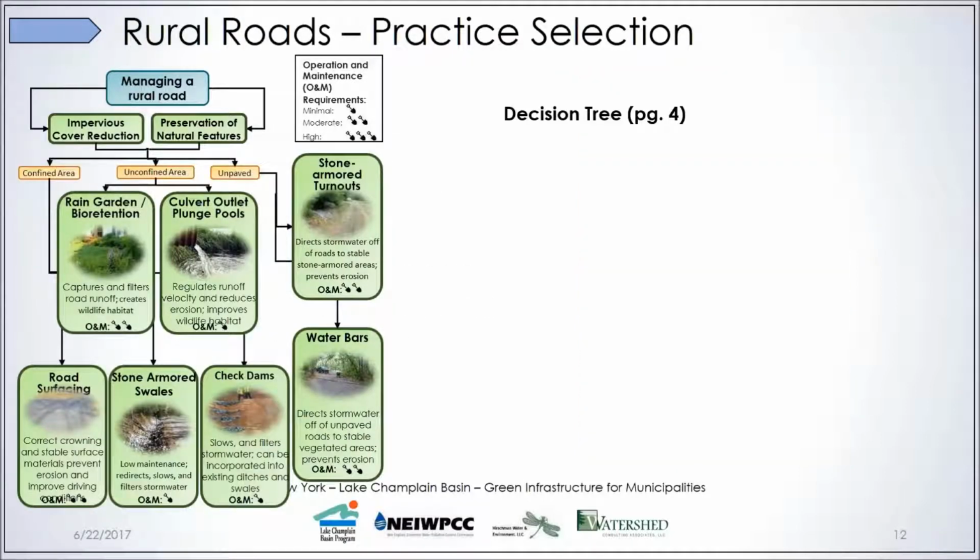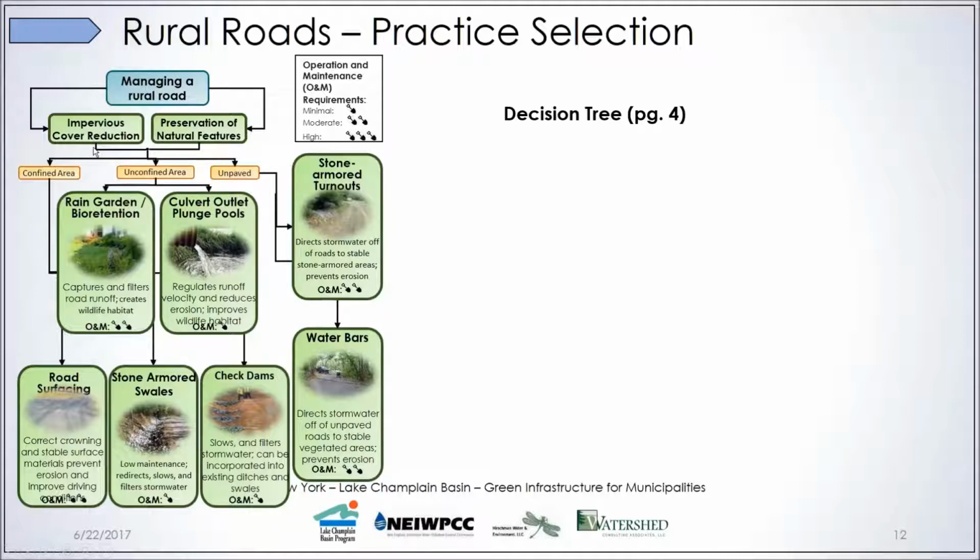So now that we've talked about some of the common issues, the opportunities and challenges associated with rural roads and the auxiliary benefits, we're going to dive into some of these practices. What we've done in the manual is we've laid out a decision tree for each of the environments that we designed for, and one of them obviously is rural roads. So when you're managing a rural road, you can use this flow chart to figure out, all right, what are my options? So you start up here. This is what we're doing.